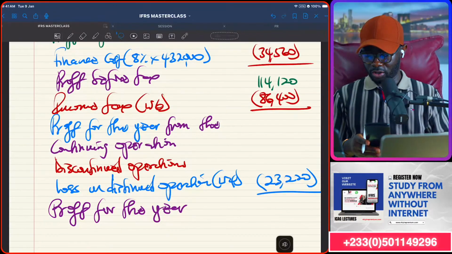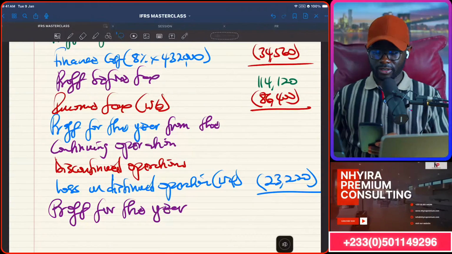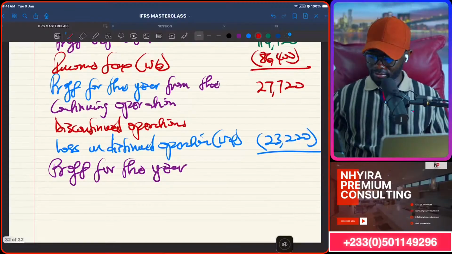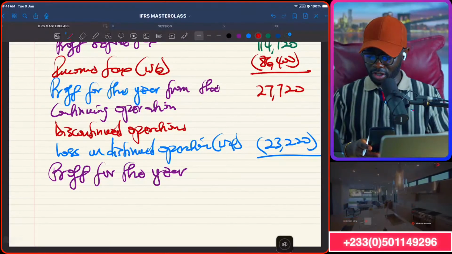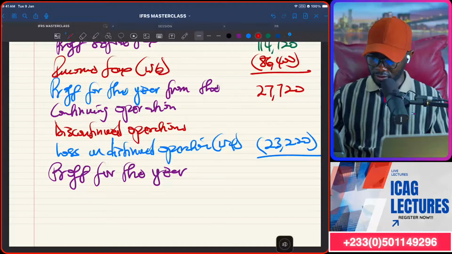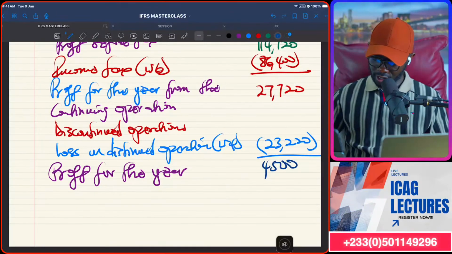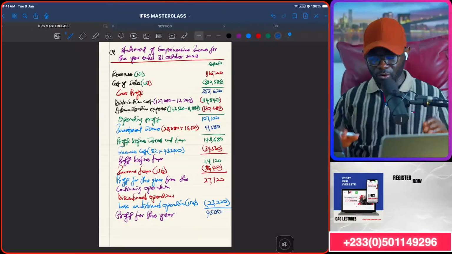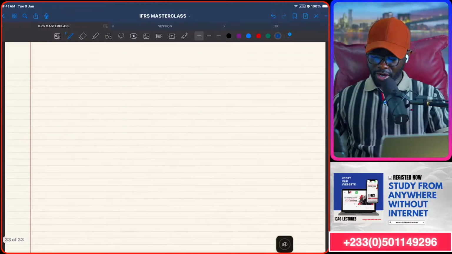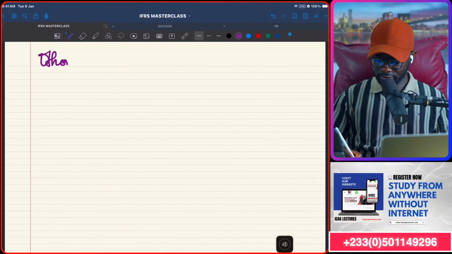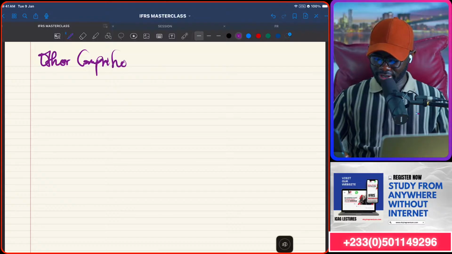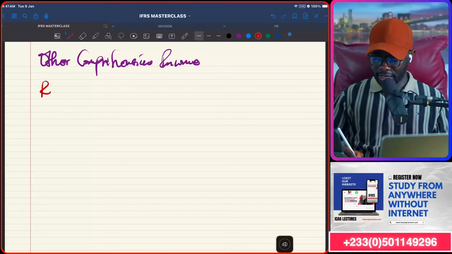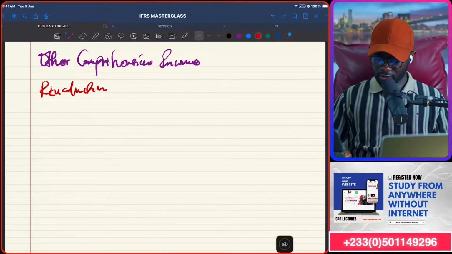So 114,120 minus 86,400. That's 27,720. So we less that 23,220, and that is 4,500. And that is the profit from the operation. But remember, we are doing OCI, or comprehensive income, so we bring in the other comprehensive income, and that's going to be the revaluation surplus.